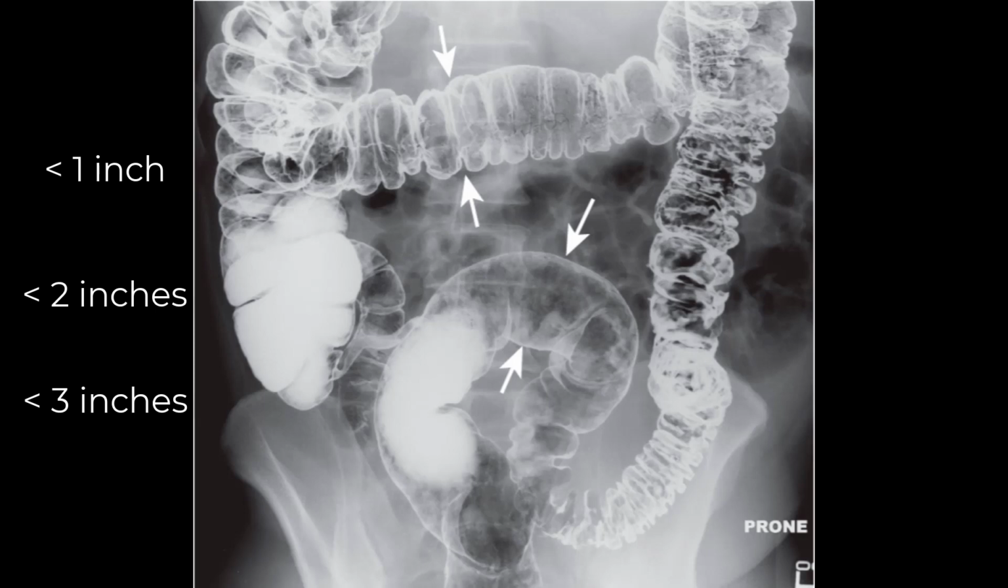This beautiful X-ray image you are looking at right now is performed with double contrast material, with air and barium inside of the colon, so you can appreciate the normal sizes of the different parts of the colon.